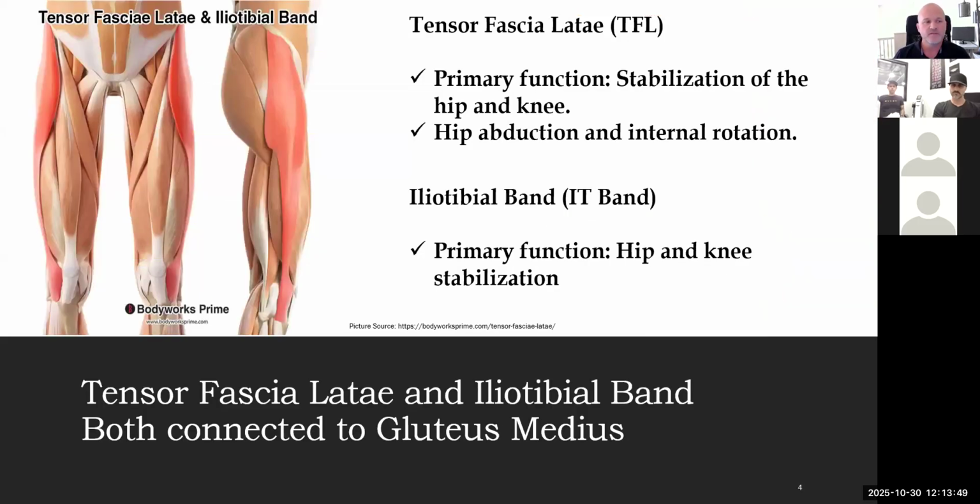And then this right here is the TFL, the tensor fasciae latae muscle. It also is used for stabilization of the hip and knee. It's also used for hip abduction and internal rotation. Again, a lot of these are all about stabilizing, and I'll go into why that's important in a minute, but I just want to give you a little bit of background. I know some of you as professionals are pretty familiar with this, so I don't want to beat it up too much, but I want to make sure you understand what we're dealing with here.